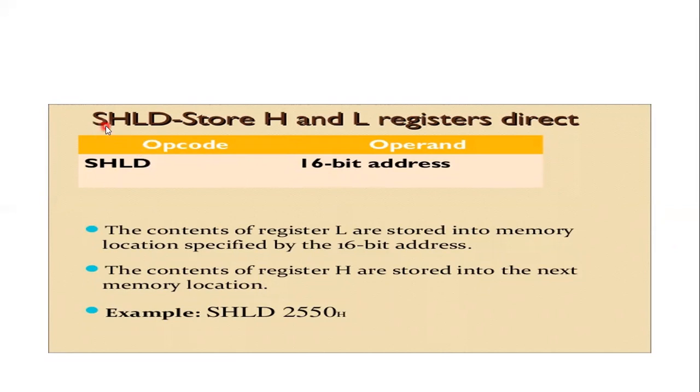Next opcode is SHLD, store H and L registers direct. Opcode is SHLD, and the operand is a 16-bit address. The content of register L is stored in the memory location specified by the 16-bit address. The content of register H is stored in the next memory location. So this is the example, SHLD 2550.